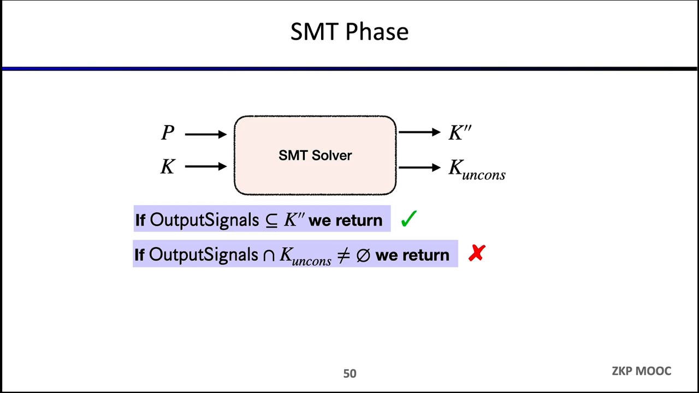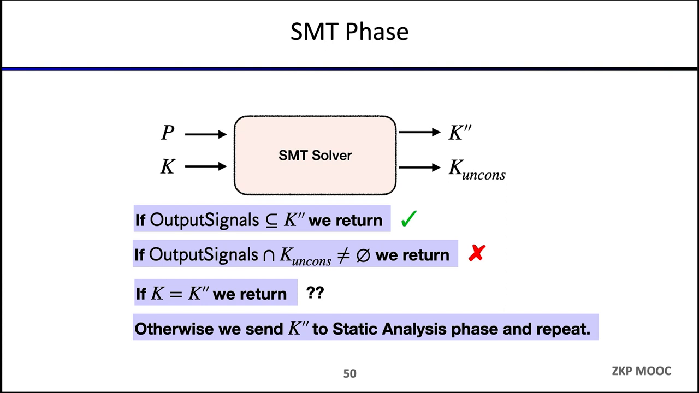indicating that the circuit is unsafe. And in the third case, if K is actually equal to K prime, meaning that there was no way that the SMT solver can make progress, and the reason for this kind of situation is very much because of the limitations of existing finite field solvers, in that case we are going to return a question mark, indicating unknown. And if none of those three cases happens, we are going to propagate this information K prime back to the static analysis phase and repeat the process until the tool leads to a decisive answer.